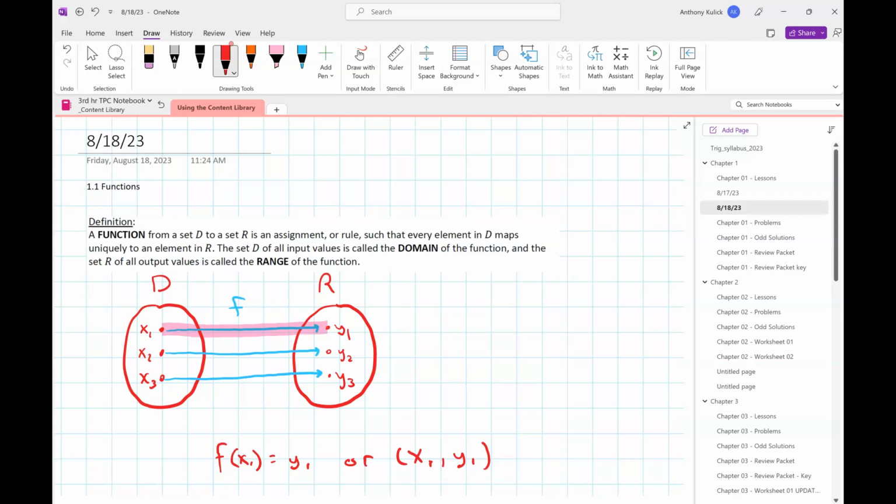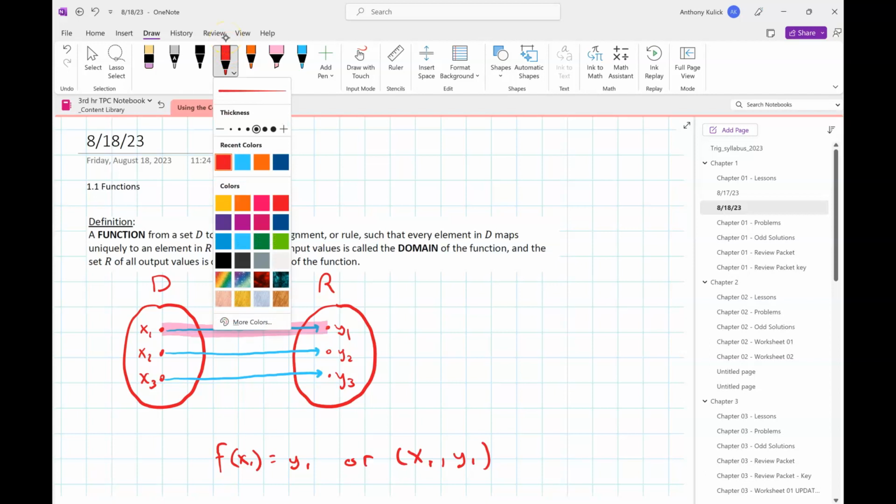Okay. Does the drawing that I've just made represent a function? Yes, because everything in the domain is going to exactly one place in the range, right? Nothing from the domain is going to two places, and everything in the domain gets used. Okay? So far, so good?